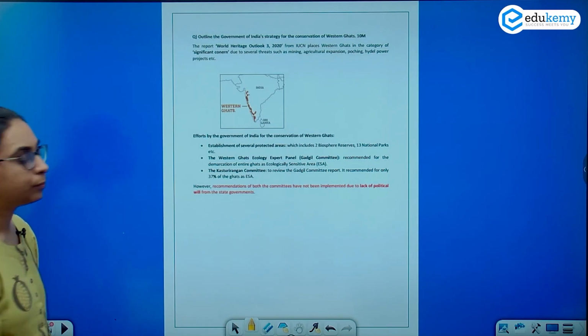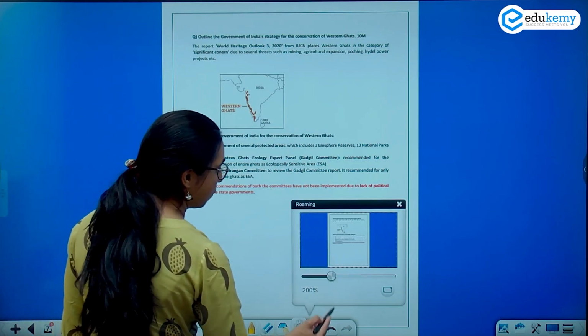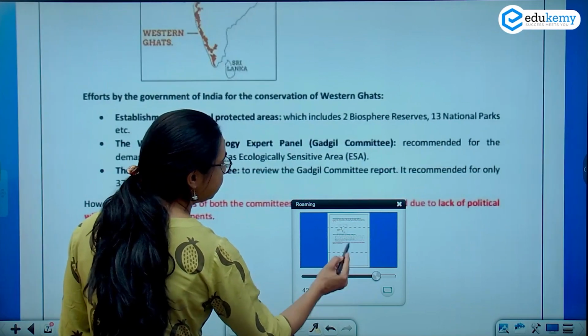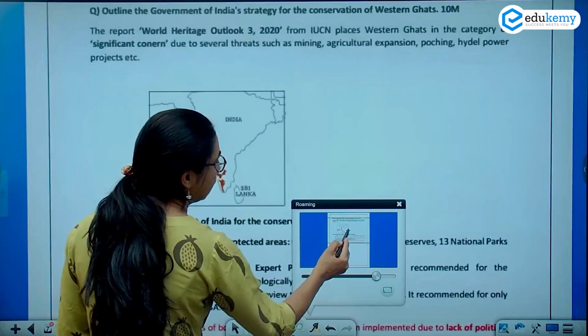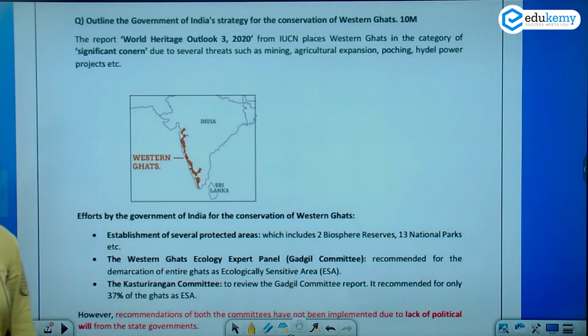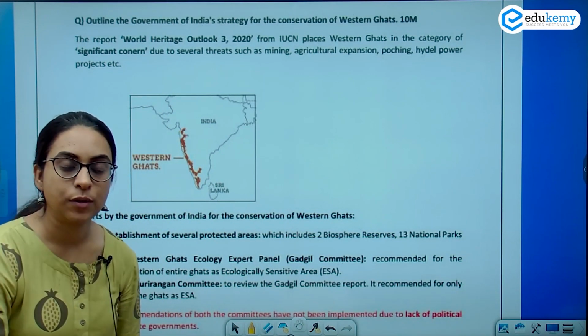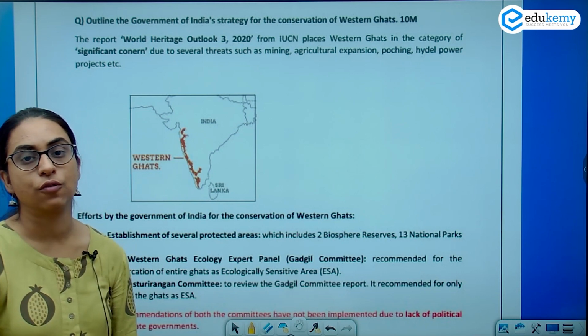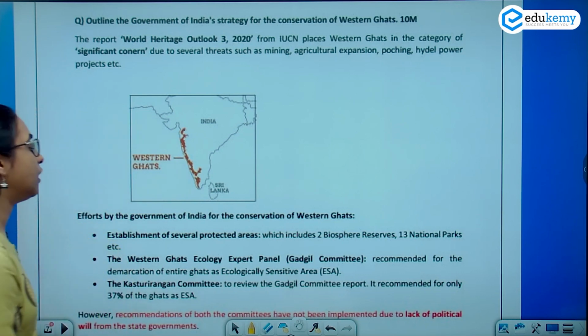This is the question. This is the first draft wherein the common mistakes are fairly visible. You can see that the question is outline the strategy. Outline the strategy of the government of India for the conservation of the Western Ghat. So here the introduction is fine.